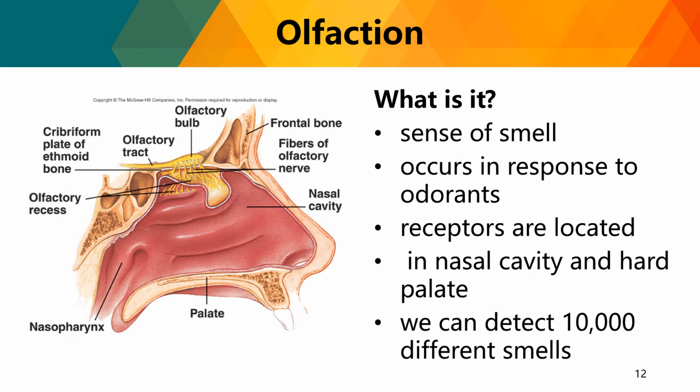Okay, so in the image that you see here, you have your palate here, you have your nasopharynx, you have the nasal cavity, and then on your olfactory recess, you will see your olfactory nerves. Okay, and then you have there your olfactory bulb, and then the olfactory tract that would eventually go to your brain. Okay, so that's how your olfactory nerves look like sa inyong ilong.